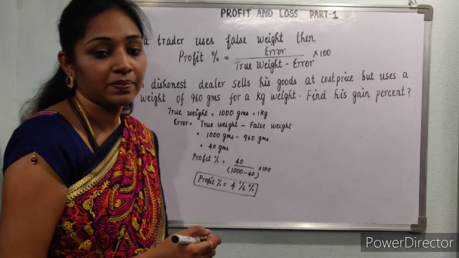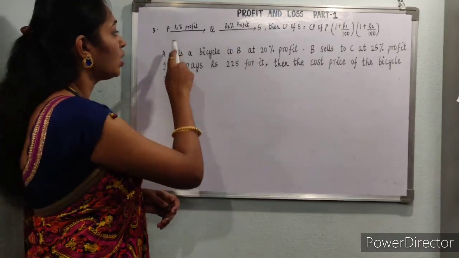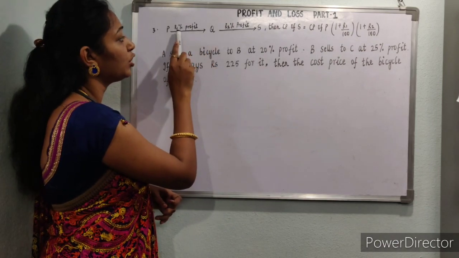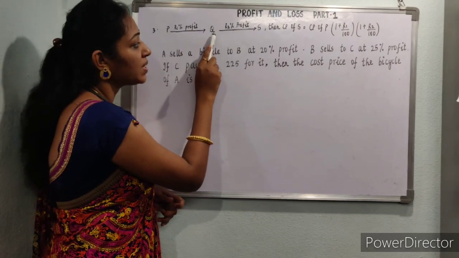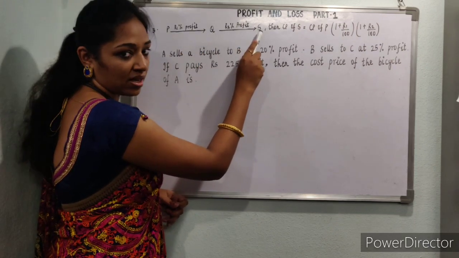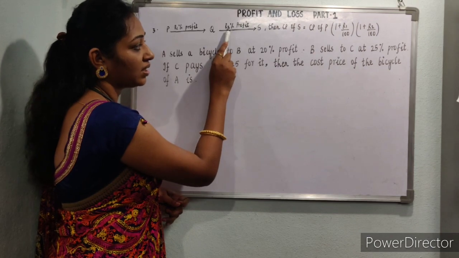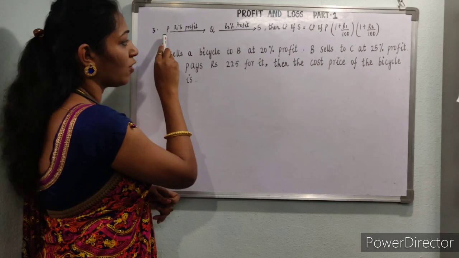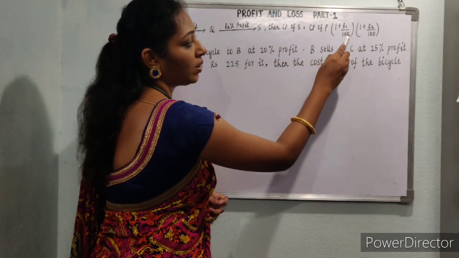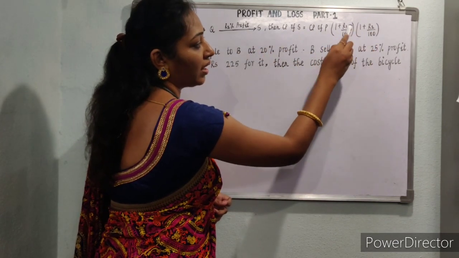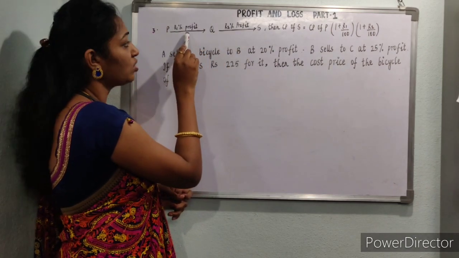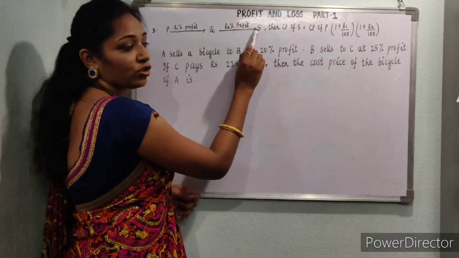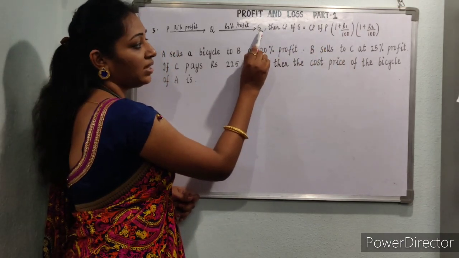This is the answer. The third formula: one person P is selling an item to person Q at a profit of R1 percentage, and this person Q is selling to another person S at a profit of R2 percentage. Then the cost price of S is equal to the cost price of P into 1 plus R1 by 100 into 1 plus R2 by 100. So R1 is the percentage of profit on the product sold to person Q, and R2 is the percentage of profit on the product sold to person S.